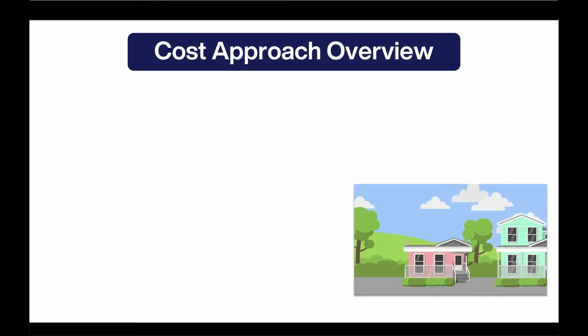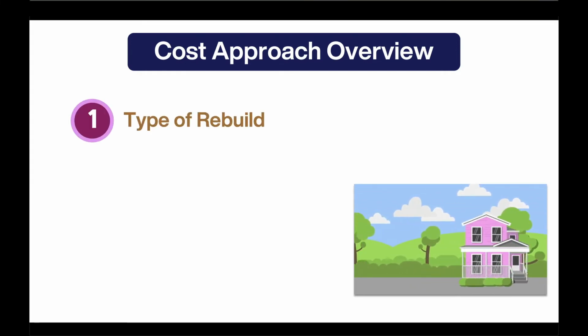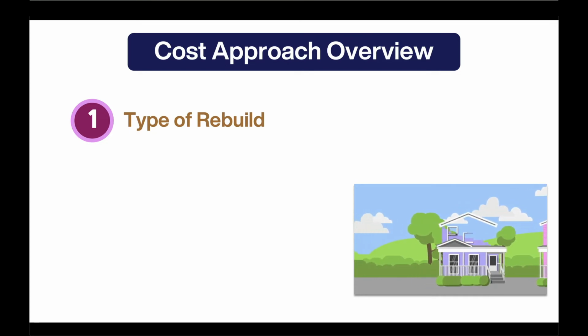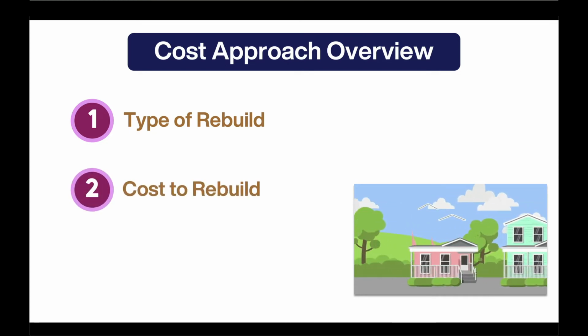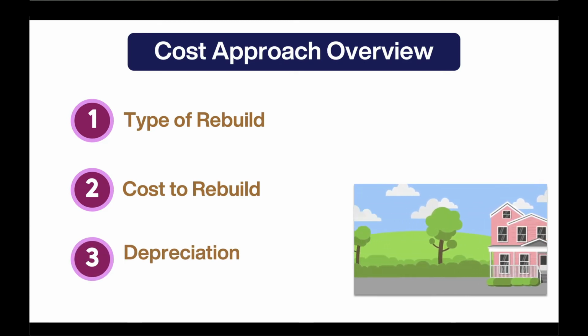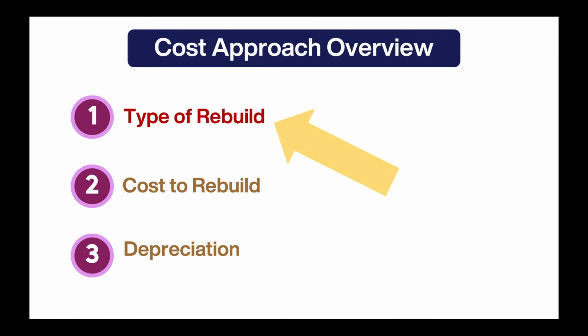It may look complicated, but in reality, there are only 3 steps. First, determine how the property would be rebuilt. Second, find the cost to rebuild that property. And third, depreciate it. In step 1, the appraiser has to determine if the property should be reproduced as an exact replica or replaced, made into a similar structure.